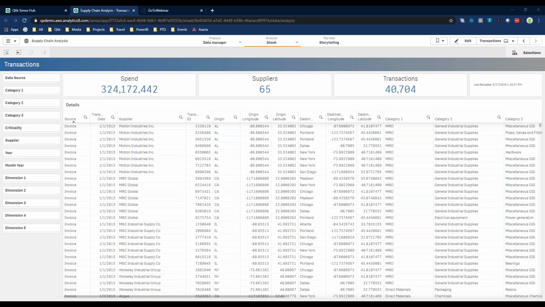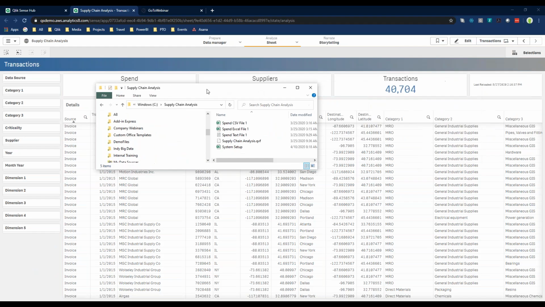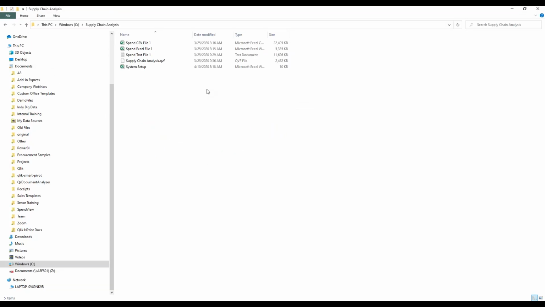So let's go ahead and take a look at the different files that I've referred to and the type of setup that you're going to need to do. So again, all of these files are available within the download, and you're going to want to paste those out onto your C drive into a folder called Supply Chain Analysis. Now, as I said, we provide 3 different file types. We'll go ahead and take a look at the Excel file here as an example.